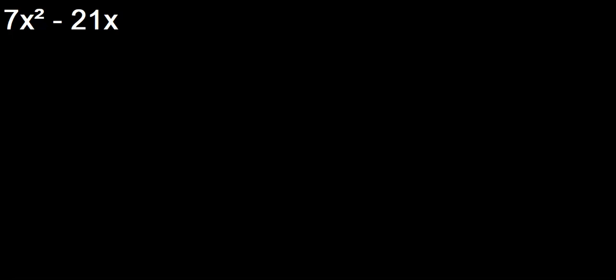So, for this problem, we have 7 and 21. And we have to find a number which divides into both of these terms equally. If you try to find the greatest common factor of these two numbers, you'll get 7. So, for our first step, we'll get 7.